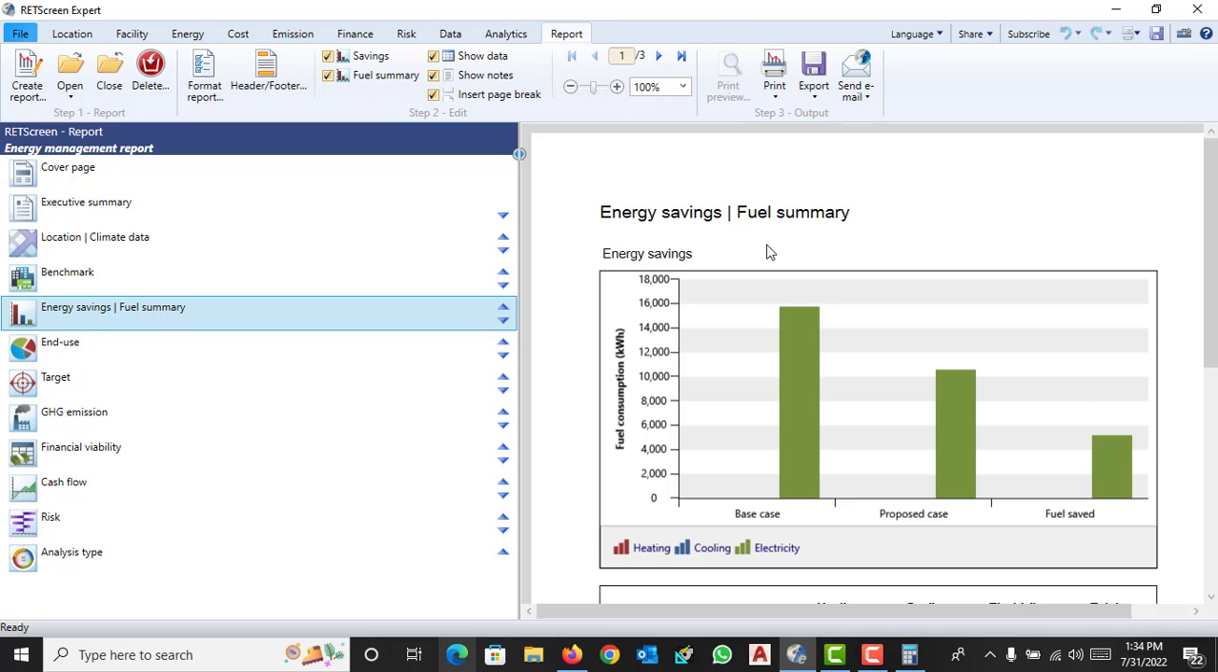This is the viewer version. In this you can only view, you cannot save or print any type of report. If you have a full version, you can do anything with this.